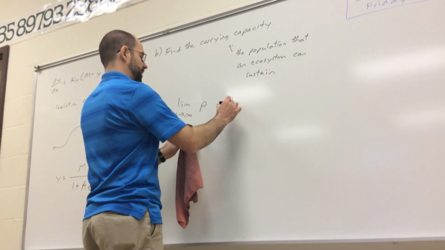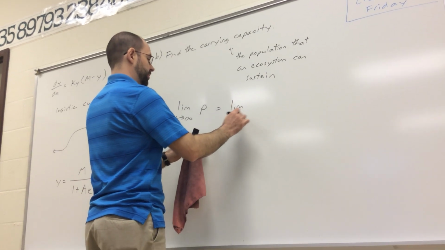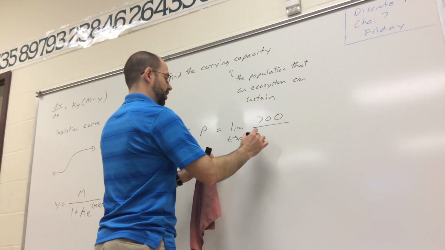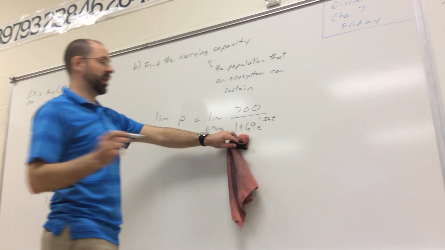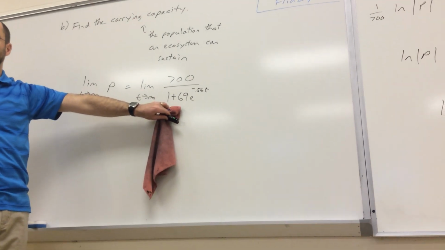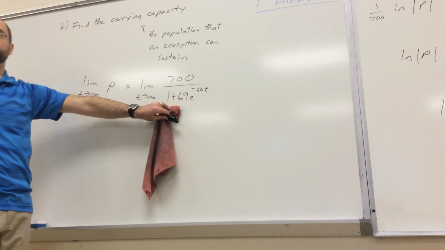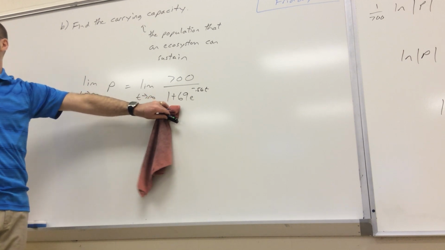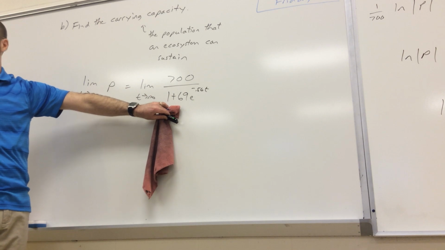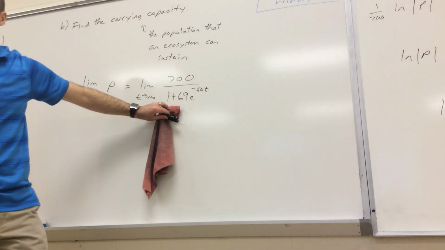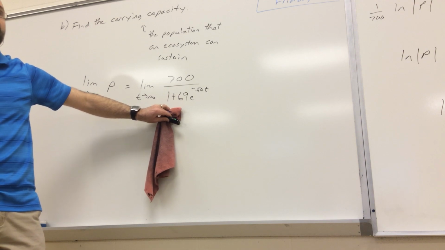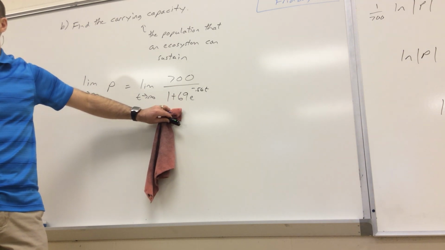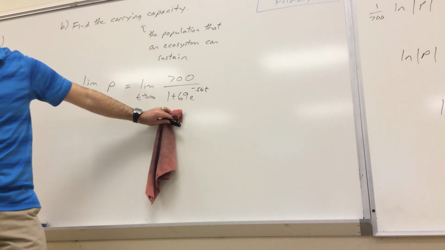All right, so that's going to be, in this case, the limit as t goes to infinity of 700 over 1 plus 69 e to the negative 0.56 t. There's our population equation that we figured out in part A, right? And if we take the limit of that, that's going to give us our carrying capacity. So the biological definition of carrying capacity is the population that the ecosystem can sustain. But the fact is that, as time goes by, the population is going to approach that.